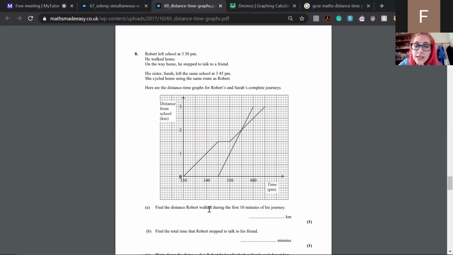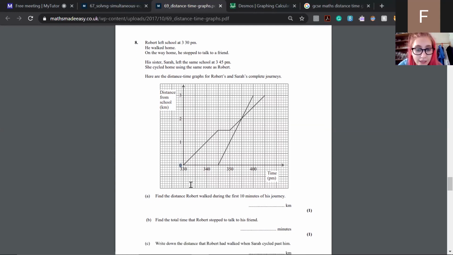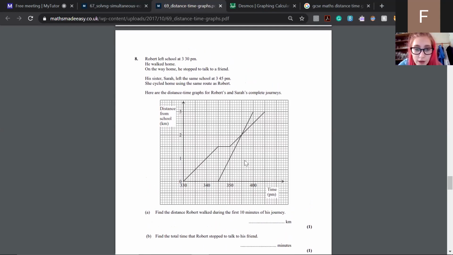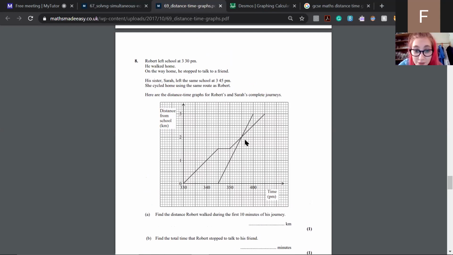So I think the most interesting one here, so find the distance he walked. We can find that here, 1.5. We can find the total time that he stopped to talk to his friend here, 5 minutes. Now this is interesting. Write down the distance that Robert had walked when Sarah cycled past him. So that's going to be where they intersect. Look how it links to simultaneous equations.